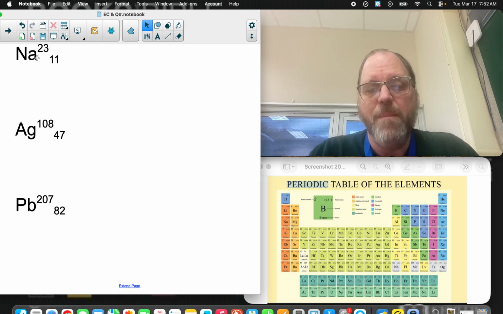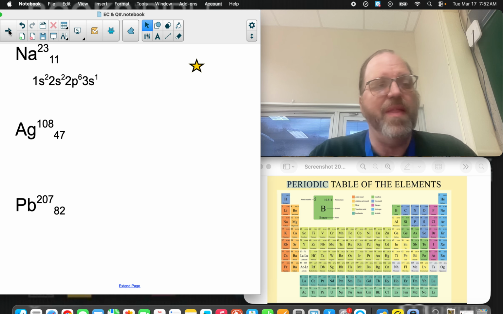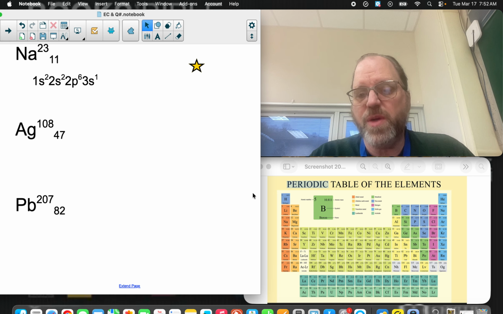Sodium right here. Remember, we moved helium over here. So hydrogen, helium, 1s2. Lithium, beryllium, 2s2. And then 2p6, boron through neon. Sodium's the last one right here, so that's 3s1. That's our configuration.